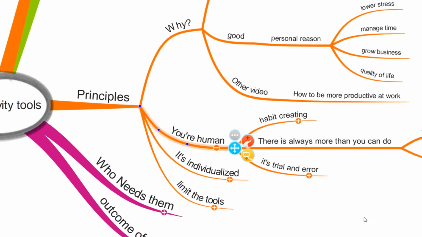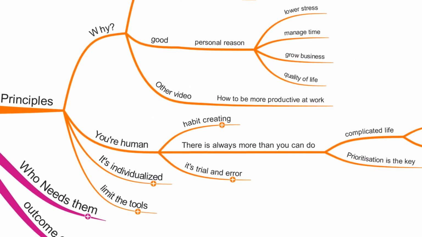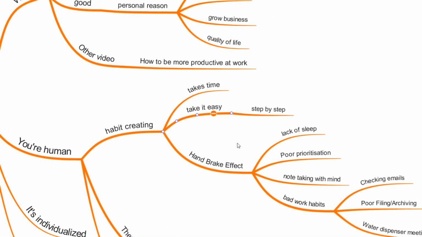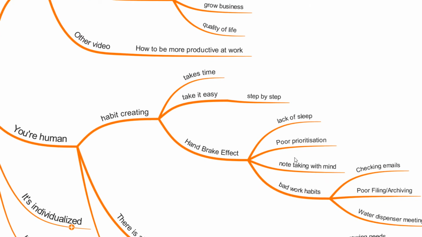The other principle is you're human. So the productivity journey is habit creating. There's always more than you can do, and it's trial and error. By habit creating, I mean that it takes time. You have to take it easy with yourself. Take it step by step. Otherwise, you'll feel overwhelmed by the whole process. You have to avoid some of the bad habits that I call the handbrake effect. Those are the habits that hinder your productivity journey.